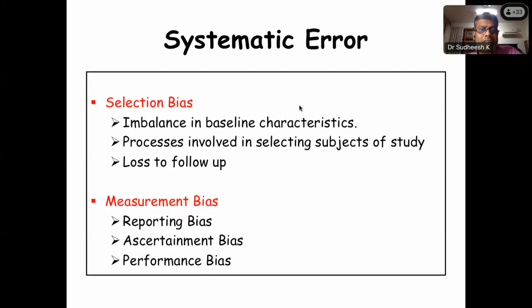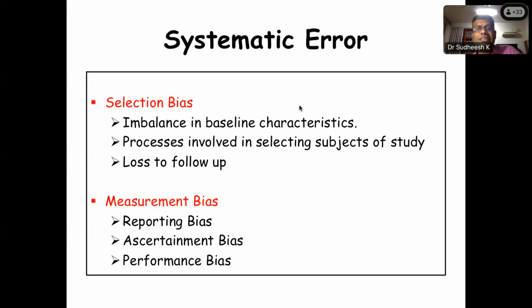in the study. One is selection bias, which can result in imbalance in baseline characteristics, processes involved in selecting subjects of the study, and loss to follow-up. Measurement bias is in the form of the patient not reporting the data properly, or sometimes ascertainment bias. That means you ask the patient in a negative or positive way, which will influence the patient's reply. Or performance bias, for example, you don't record the data properly.